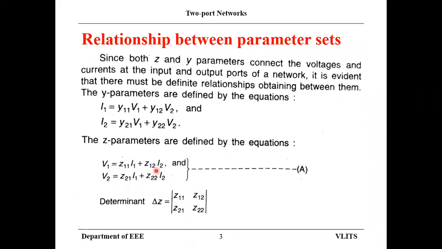If we want to solve these two equations, we can apply Cramer's rule. Here I'm going to apply Cramer's rule to find I1 and I2. You know how to represent these equations in matrix form, because we have already discussed it in the last lecture. First we find the determinant of Z, where Z11, Z12, Z21, Z22 are the coefficients of these variables, so the determinant of Z is the determinant of Z11, Z12, Z21 and Z22.